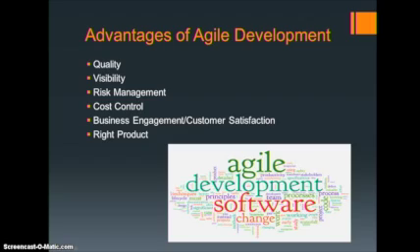Right product. Agile development helps to build the right product. In Agile development, the emphasis is absolutely on building the right product. Since this approach is based on an incremental approach, deviations can be corrected and the right product can be built.